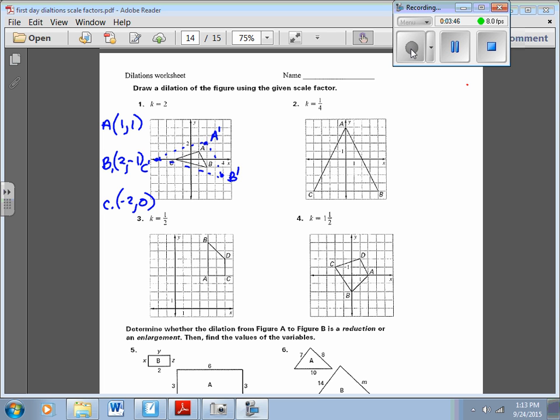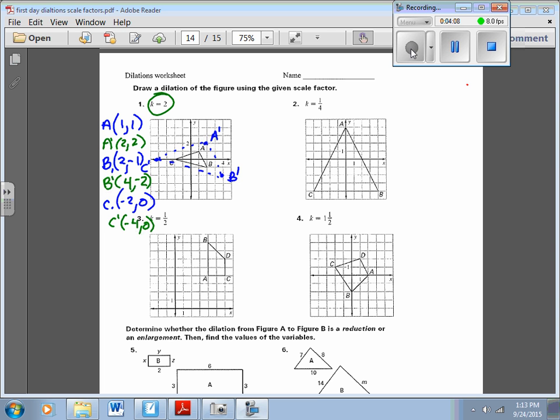So on scale factors, everybody understand you're just multiplying the coordinate by that scale factor? So B prime was 2, 2. B prime was 4, negative 2. And C prime was negative 4, 0.